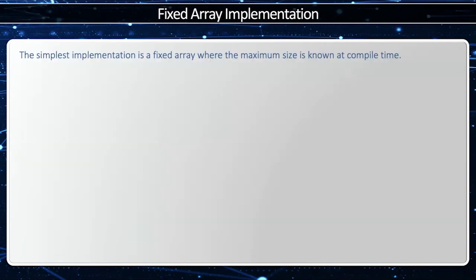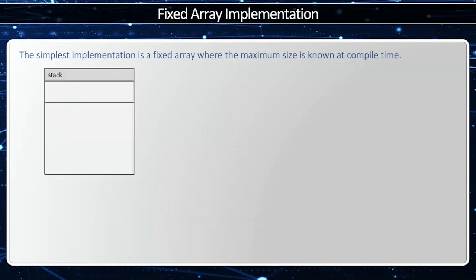The simplest implementation is a fixed array where the maximum size is known at compile time. So we're going to start with our class diagram, and the stack is going to have our usual constructors, destructor, and assignment operator. It also needs to have a size and an empty. And for the fixed implementation, we need to have a member variable called number of elements, which is an integer. We're also going to be able to push an element onto the stack, and this takes a T, which means our stack needs to be a template class of type T.